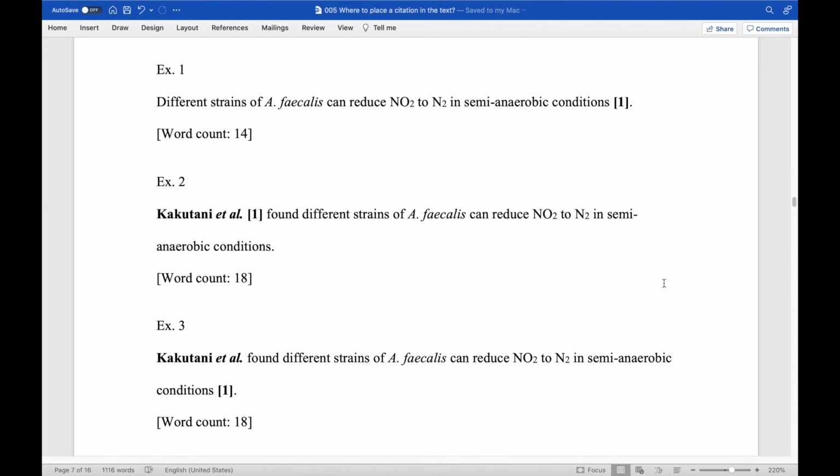To summarize, if we want to emphasize the author, we place the citation at the beginning of a sentence. However, to help write as concisely as possible, insert a citation either in the middle or end of a sentence.